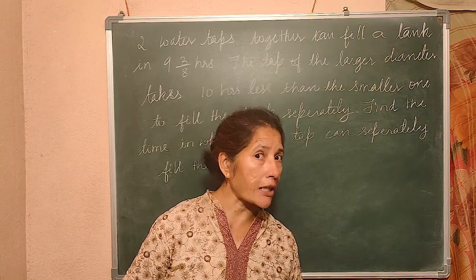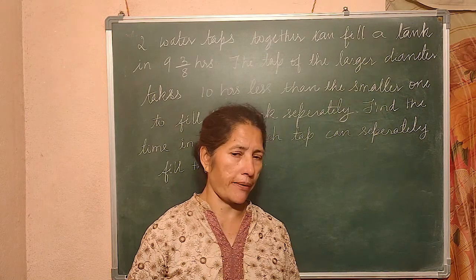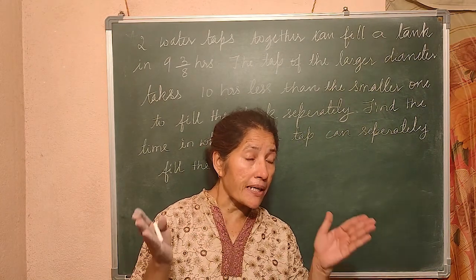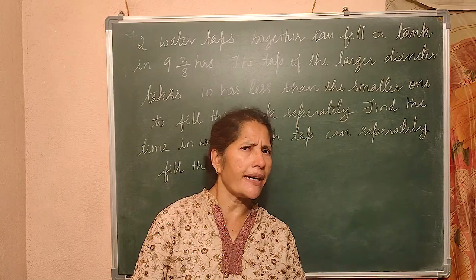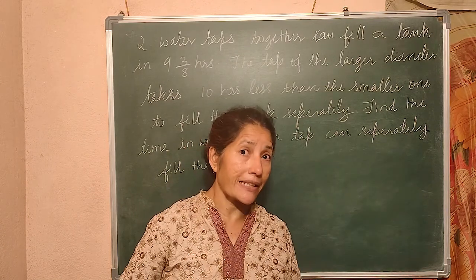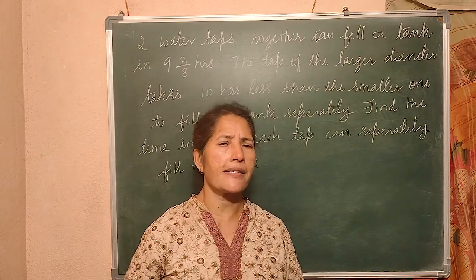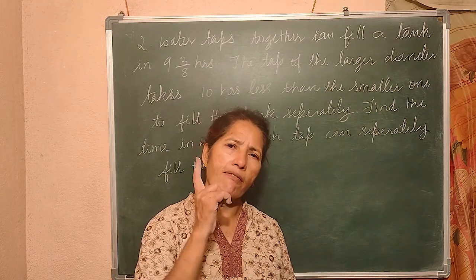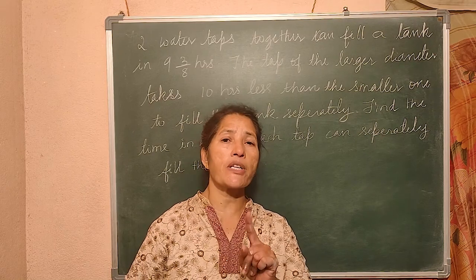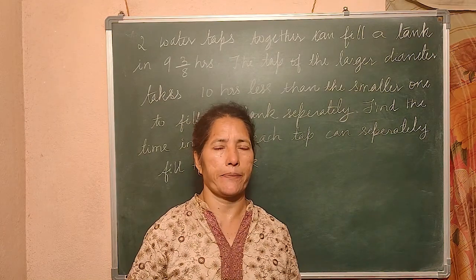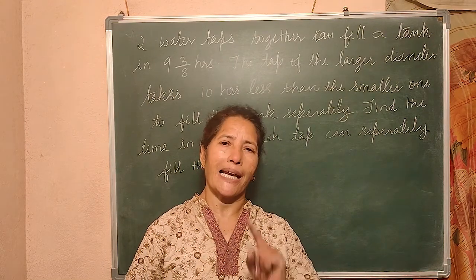So it is not directly proportional, it is inversely proportional. As the tap diameter is more, it takes less time. That is also inversely proportional. In such a case, you see how much work is done by that tap in 1 hour. So what do you have to do?